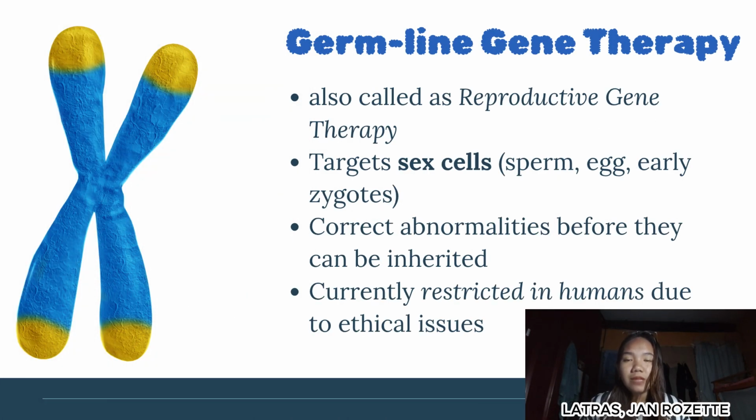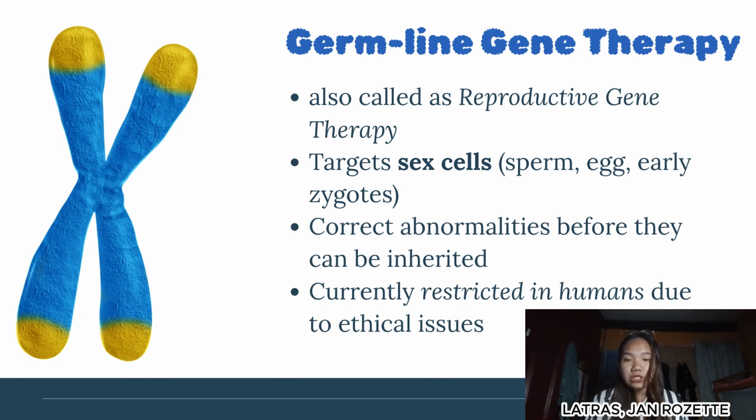Second is the germline gene therapy, also called reproductive gene therapy. It is the modification of DNA in reproductive cells like sperm cells and egg cells, or in early embryos, what we call zygotes, making genetic changes that are heritable and passed on to future generations. This process holds the potential to prevent and cure inherited diseases, but it is currently banned in many countries due to significant ethical concerns and safety risks.